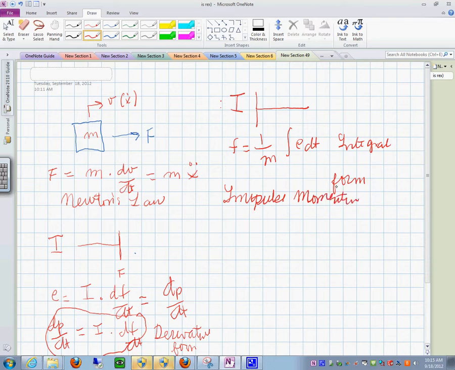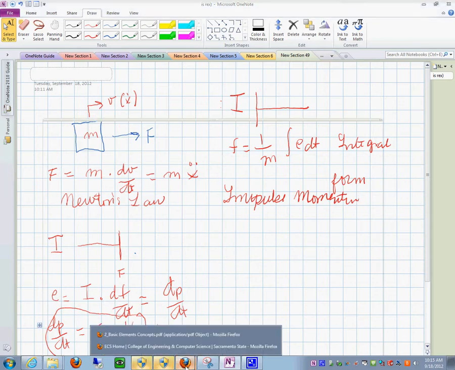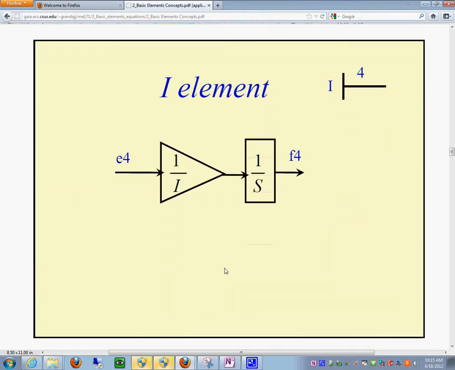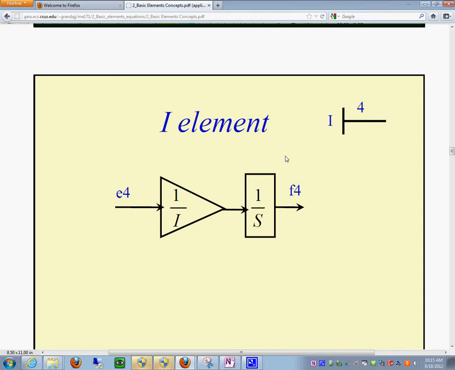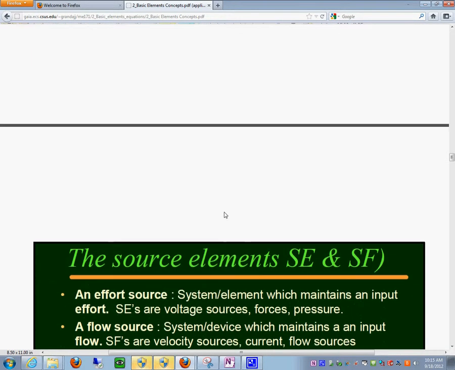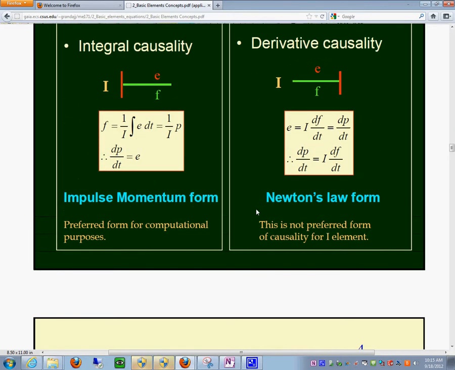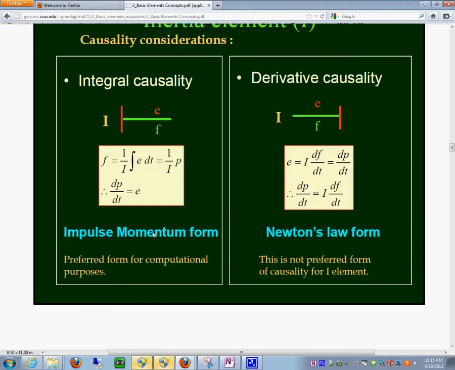I'll go back to my slide and we'll be finishing up in just a moment. One of them, if you put it in the integral form, will have this block diagram. If you put it in the derivative form, it will have a different block diagram. I want to leave you with this idea: the integral form is called the impulse momentum form, and the derivative form is called Newton's form.